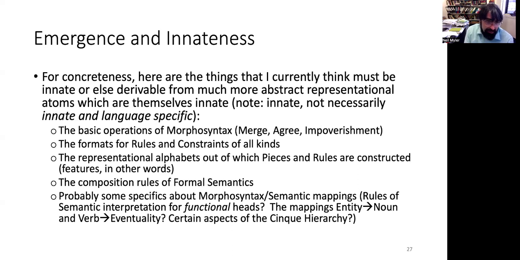I'm not declaring anything about which I think these things are necessarily. I mean, some of them will have to be language-specific, I think. Clearly, these mappings, for example, to the extent they exist, will have to be. But you can imagine Merge and Agree and Impoverishment even being structure-building and feature-manipulating operations that might have analogs in other domains. You can imagine it. I don't know whether that's true, but you can imagine it, right? These things at least must be innate, I think.